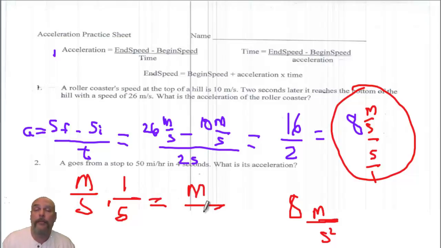Meters per second squared. My handwriting is horrible with this program, but that's supposed to be m over s squared. All right, hopefully that makes some sense. And we're ready to move on to the next question.